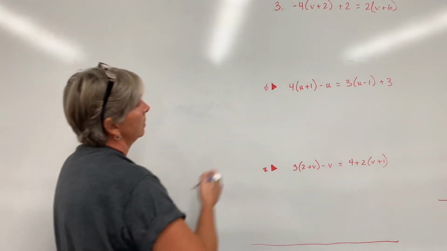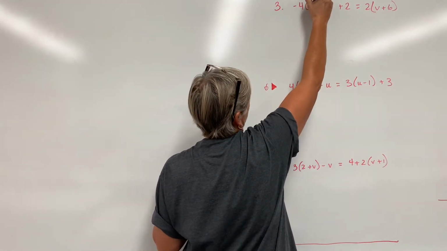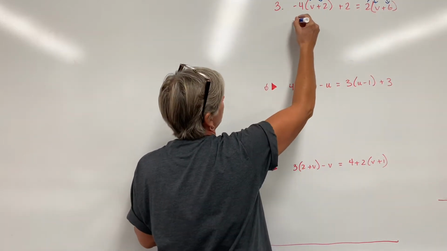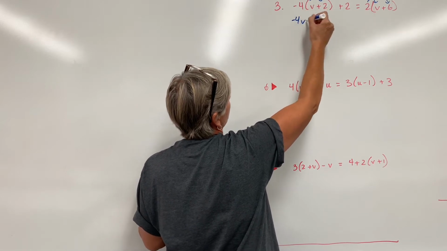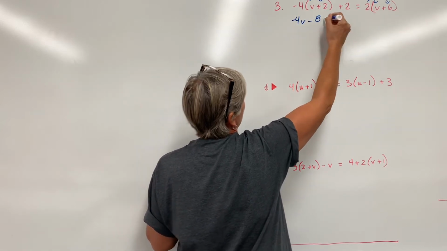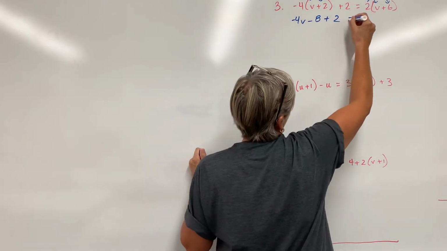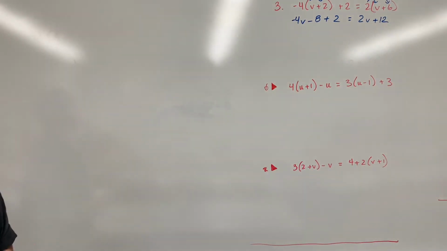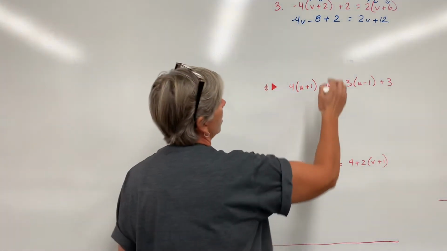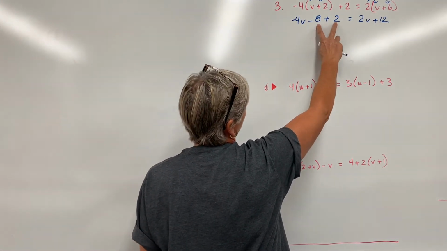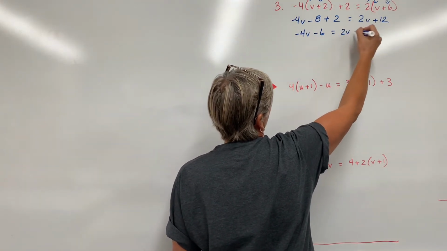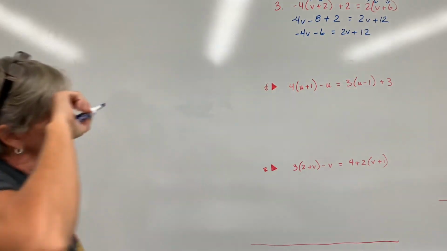So the first one I'm going to do is this top one, and again I'll start by distributing here, and I'll distribute here as well. So negative 4 times b is negative 4b, negative 4 times 2 is minus 8, and then bring down the plus 2 equals 2b plus 12. Before I start moving terms around the equal sign, I'm going to combine any like terms on either side. So negative 8 plus 2 is negative 6 equals 2v plus 12. And now I'm going to move terms around.